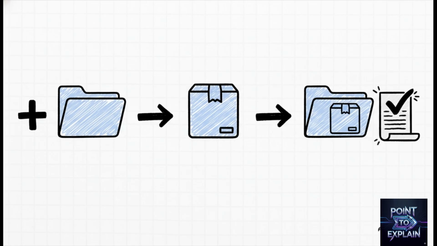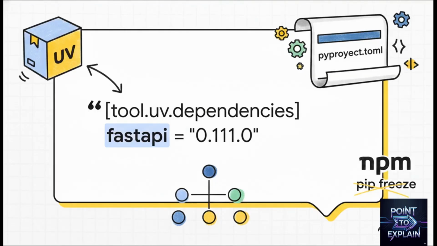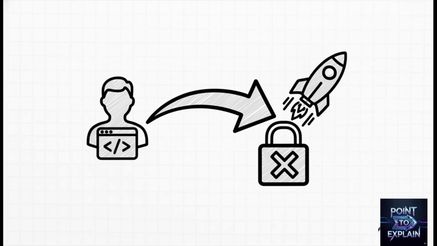Okay, need to add a package? It's just as simple. The UV add command goes and fetches the package, installs it, and, this is the crucial part, it automatically updates your project's main configuration file. And here's the result. Just like npm install, the add command automatically updates your pyproject.toml. This file is now the single source of truth for all of your project's dependencies. You never have to manually run pip freeze again. Ever.